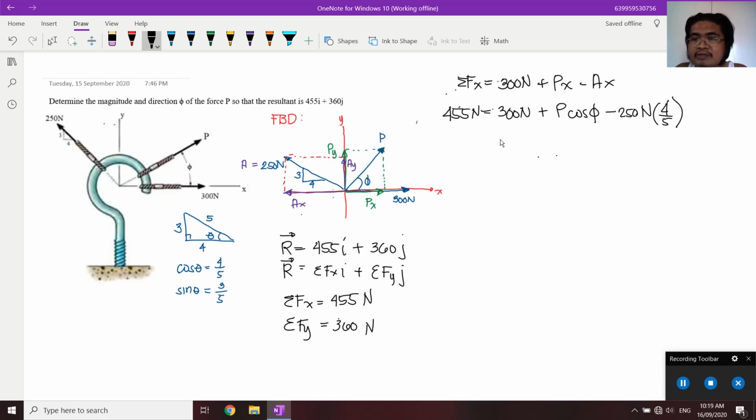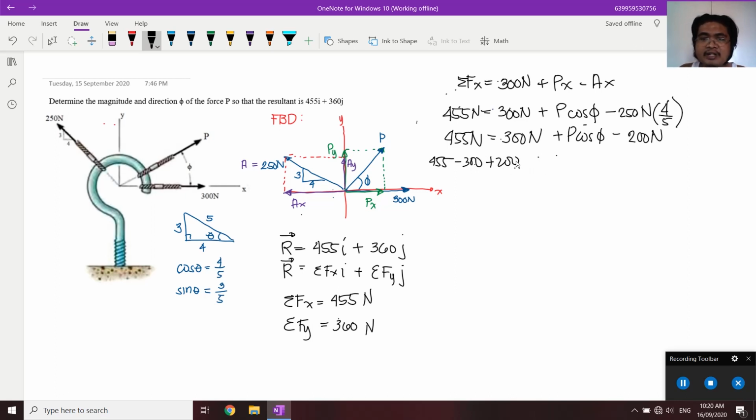So, this will be 455 minus 300. Then, ito. So, pagsasamahin nyo lang. Ito minus nito po, plus nito. Papakita ko pa ba? 455 newtons is equals 300 newtons plus P cosine phi minus yung 250 times 4 divide 5 is 200. So, 200 newtons. So, pagsasama-samahin nyo lang sa kabila, so 455 minus 300 plus 200. Tama?